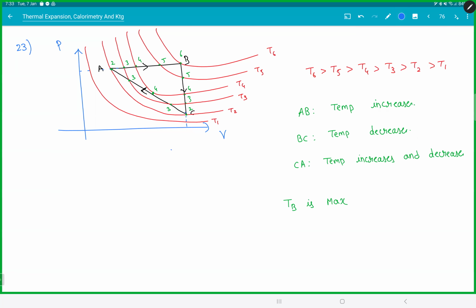Anytime you give me a PV graph and you talk about temperature, draw hyperbolas. The farther the hyperbola, the higher the temperature. Is this clear, everyone?